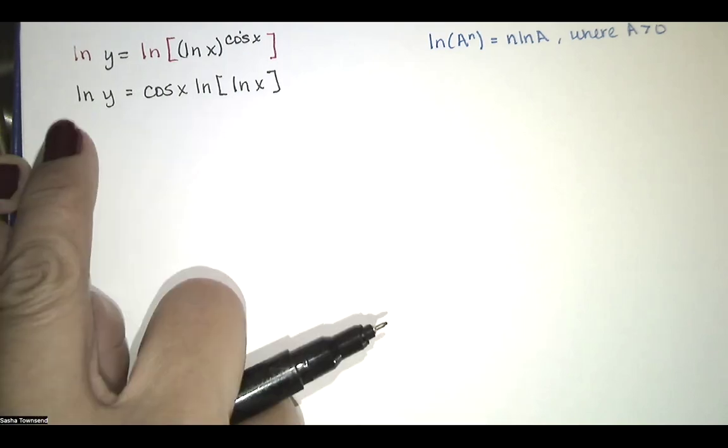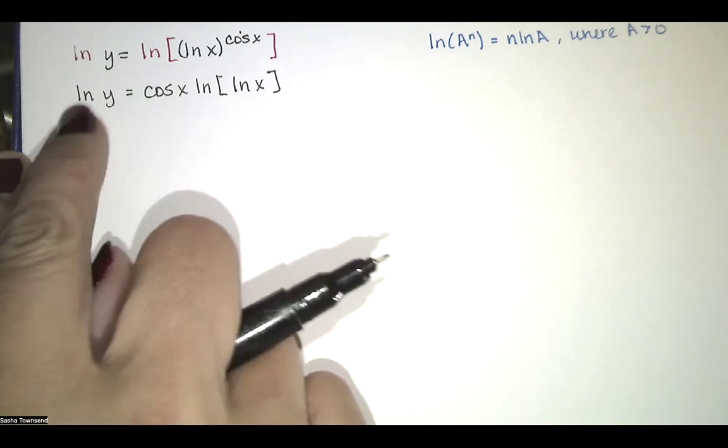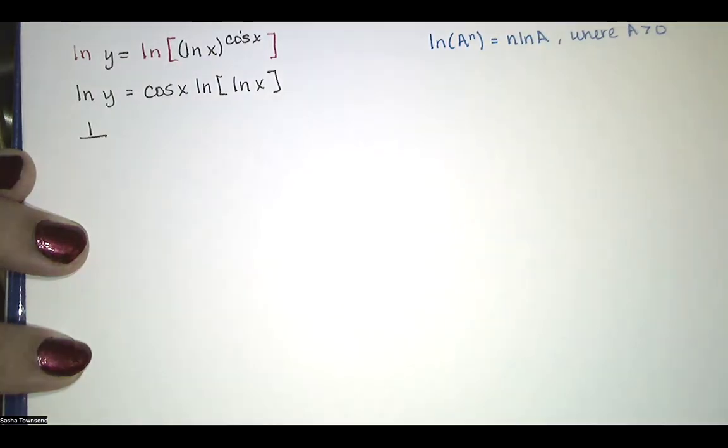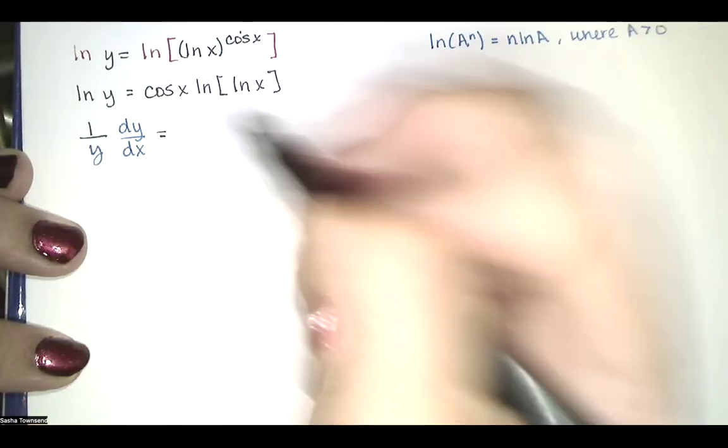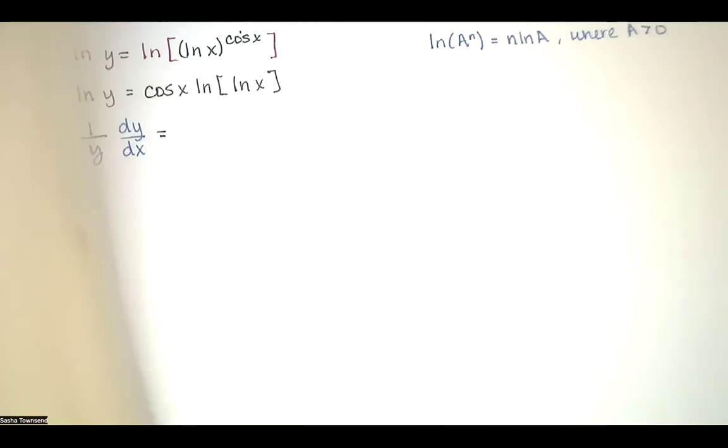Okay, well, what is the derivative of this? Well, if I take the derivative of the left-hand side with respect to x, treating y as a function of x, I have to use the implicit differentiation. So I have 1 over y times the derivative of the inside with respect to x, which is dy dx, equals the derivative of the right-hand side using the product rule. Here is our first function. There's our second function.